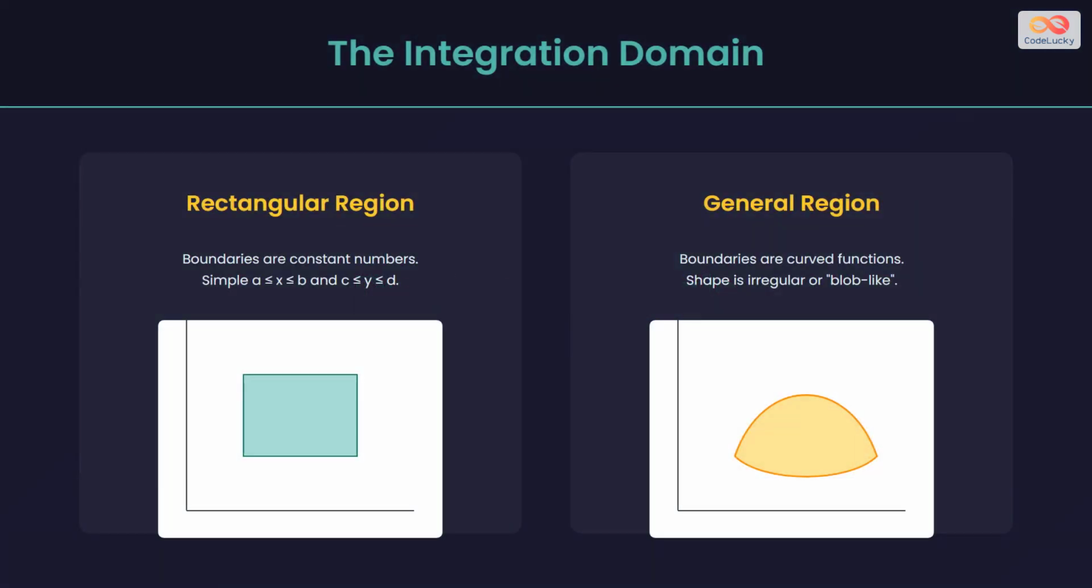Let's start by comparing what you already know with what is new. On the left, we have a rectangular region. This is the simplest case where the boundaries are just constant numbers. However, most real-world problems involve regions with curved boundaries, like the blob on the right. These are called general regions. The challenge is, how do we describe these irregular shapes mathematically to set up an integral?